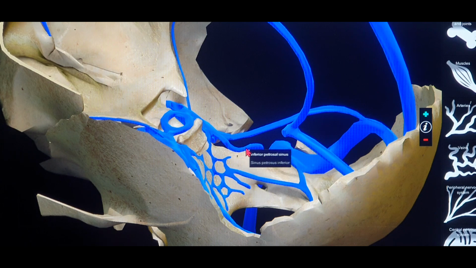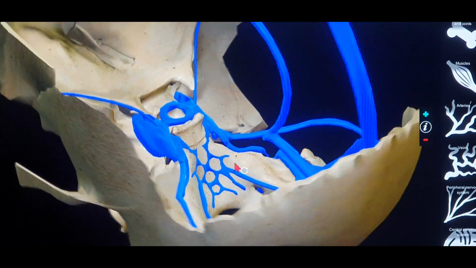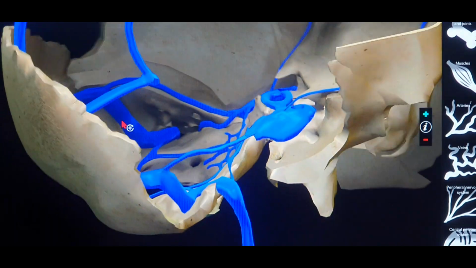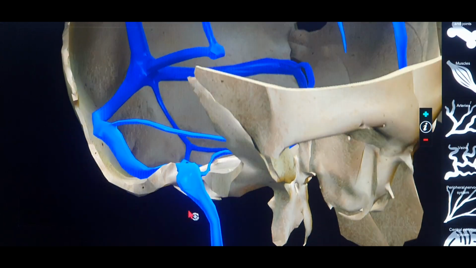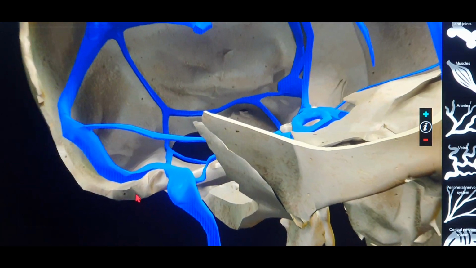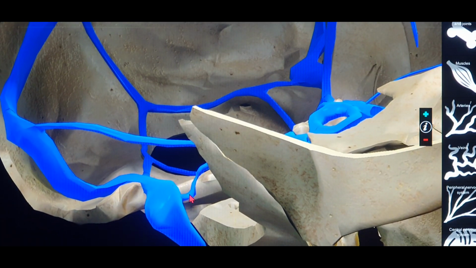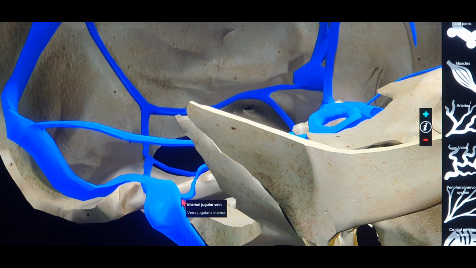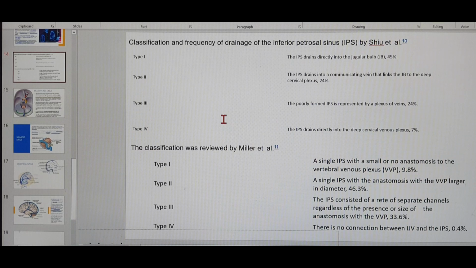Similarly, the inferior petrosal sinus drains into the jugular bulb. As you can see over here, I'm going to give you a much clearer picture of this inferior petrosal sinus. As you can see, the labeling suggests it is directly going into IJV and not the sigmoid sinus. So here I have the classification and frequency of drainage of the inferior petrosal sinus, as I just showed you.